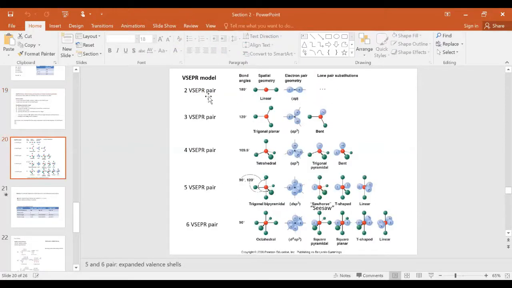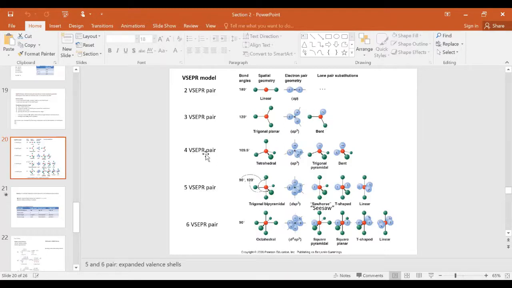If you have two VSEPR pairs, the basic geometric model is linear, and the bond angle between them is 180 degrees. If you have three VSEPR pairs, the basic model is trigonal planar, and the bond angle is 120 degrees. In the base model, each of the positions has an extra atom. However, if you have a lone pair instead of the extra atom, in other words, you use a lone pair to replace the chemical bond, then you have the lone pair substitute. For example, for the three VSEPR pair model with a lone pair, it changes from trigonal planar to the bent model.